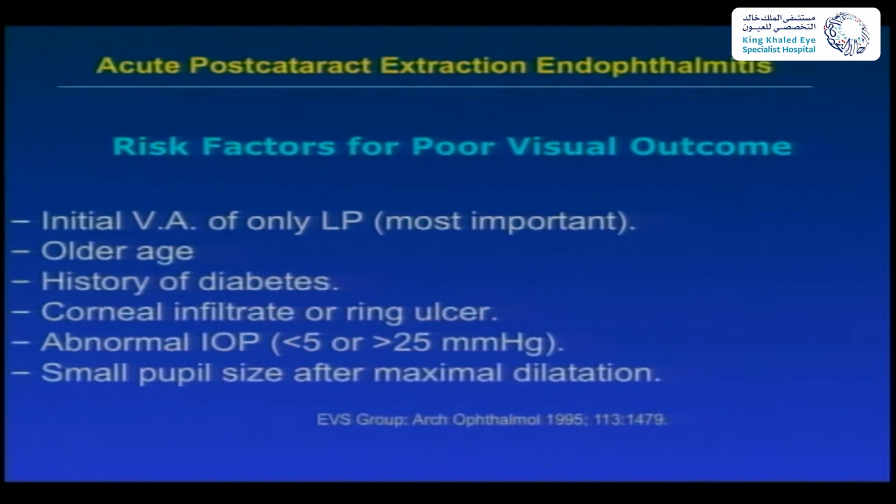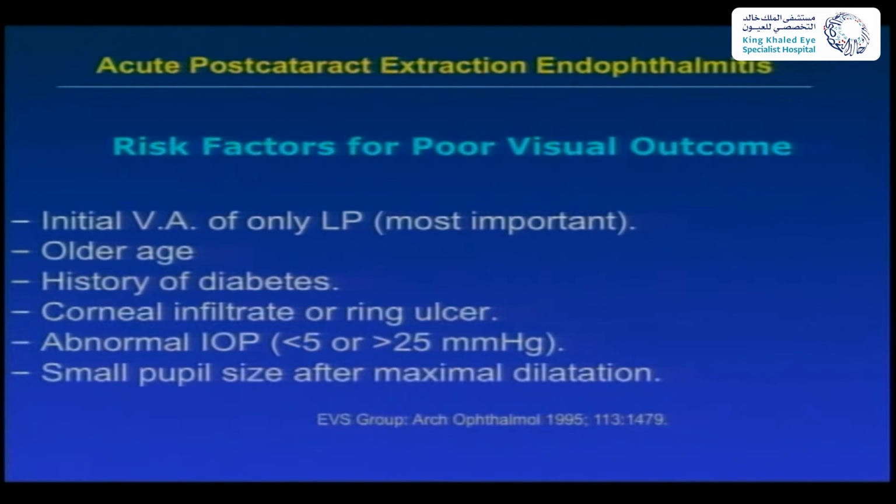So what are the risk factors for poor visual outcome? The same study looked at factors predicting poor outcome after treatment. If the initial visual acuity is poor, only light perception, it has been shown that the initial vision is the most important predictor for the visual outcome. Other factors: older age, history of diabetes, corneal infiltrate or ring ulcer. It is a sign of an aggressive organism.